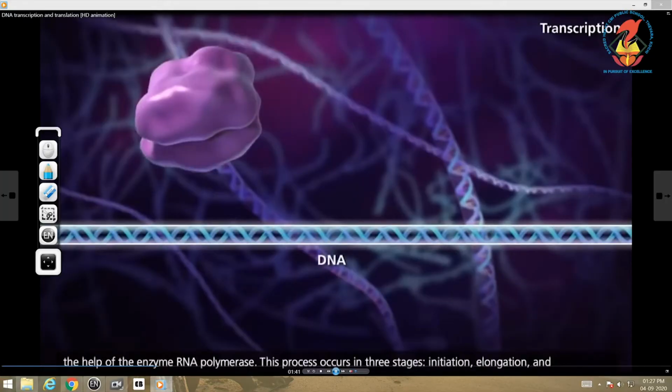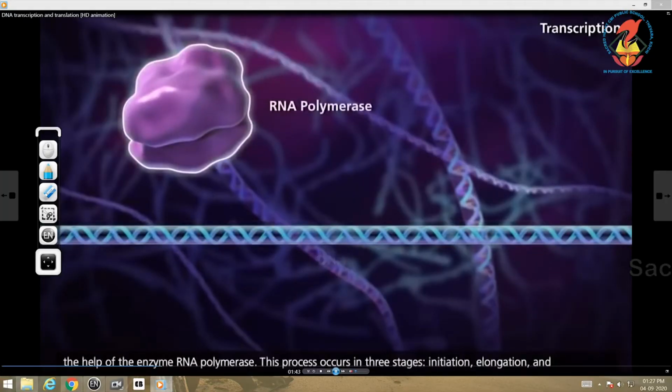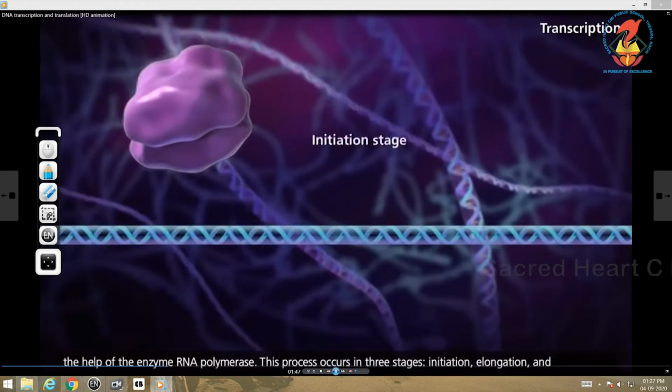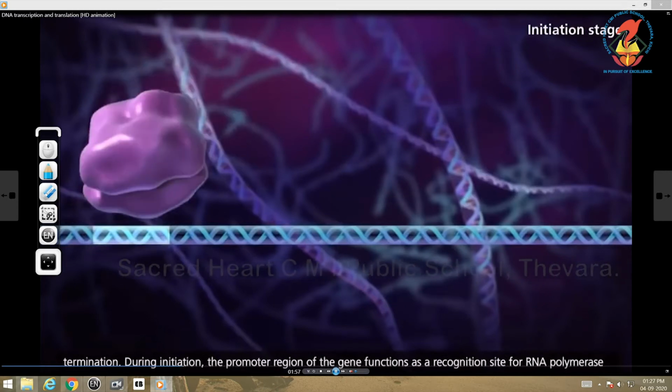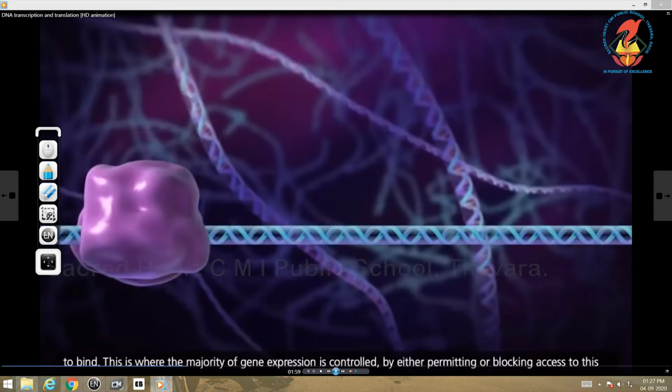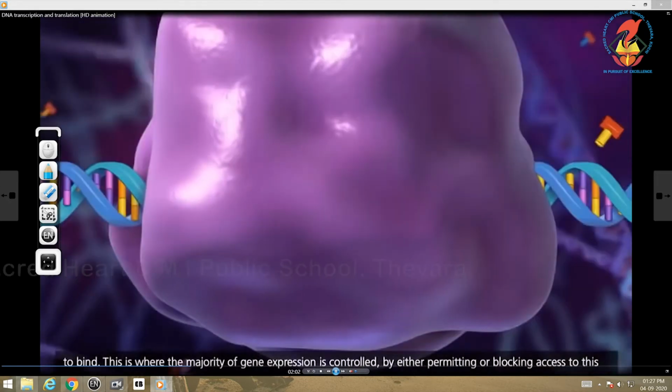Here you can see this is the RNA polymerase. It binds to the promoter on the DNA. And there are three stages: initiation, elongation and termination. First, initiation. See, this is a promoter which is highlighted. Now the RNA polymerase binds. When the RNA polymerase binds, what happens?